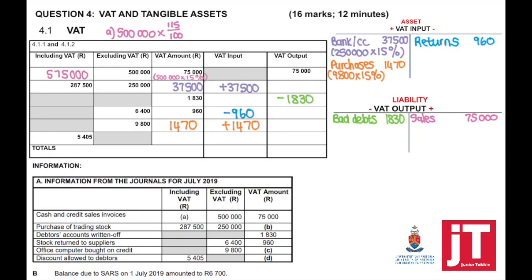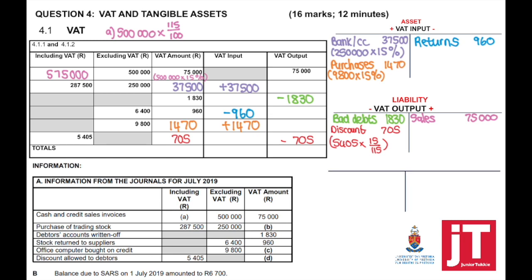Discount allowed to debtors. Discount allowed to debtors means that they've paid less because they settled their account earlier. This means that less money is actually owed to SARS because we're collecting less money. So if there's discount allowed to debtors, we will need to adjust that output. That output is debited with, now they provided me with the amount including that. In my table, I'm going to indicate the VAT amount is 705 and that output is debited, therefore minus 705.